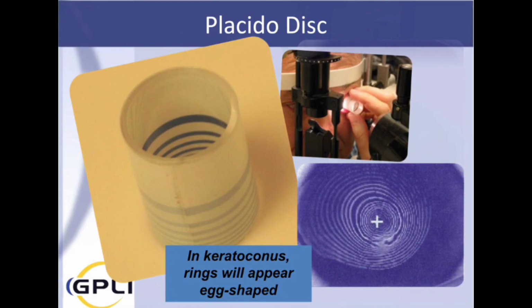When the cornea is steep or changes rapidly, the Placido image rings will appear close together. Where the cornea is flat or changes slowly, the Placido image rings will be farther apart. In keratoconus, the Placido rings will appear like an egg.